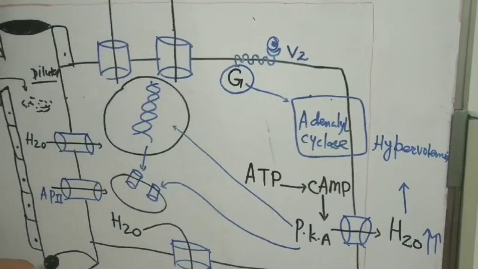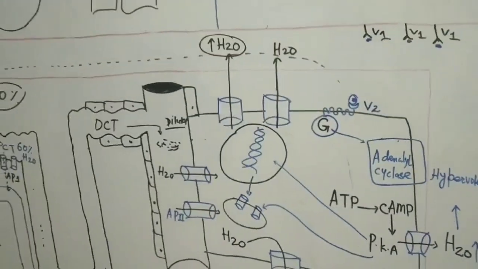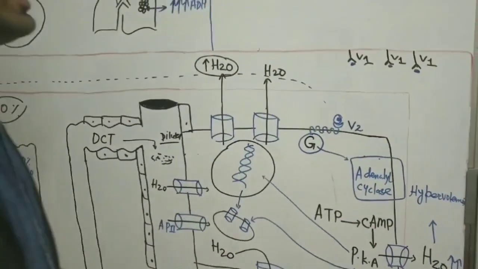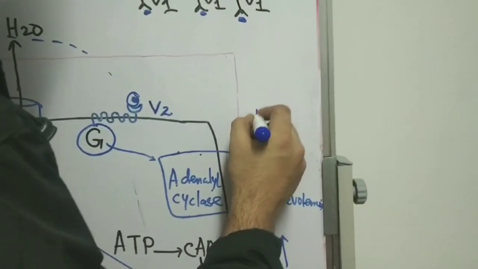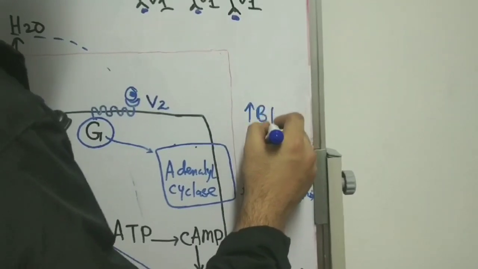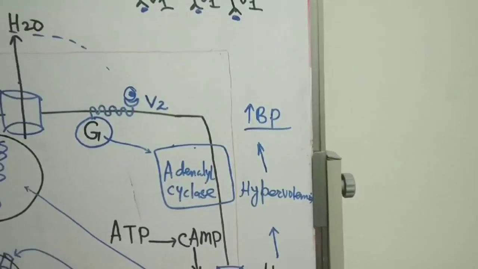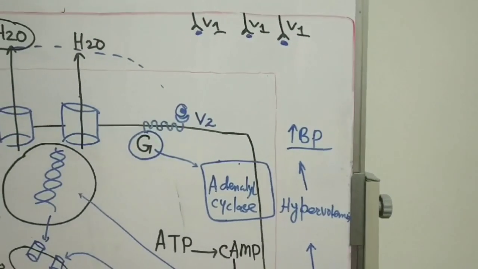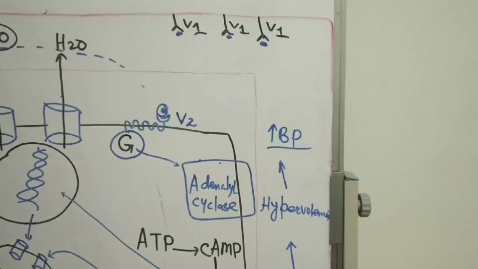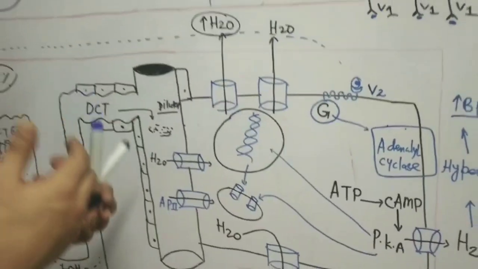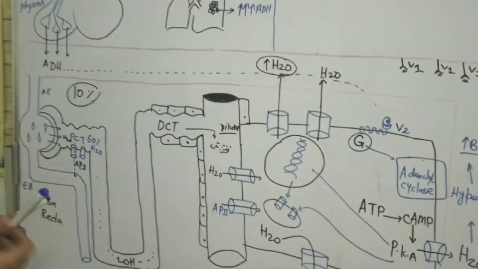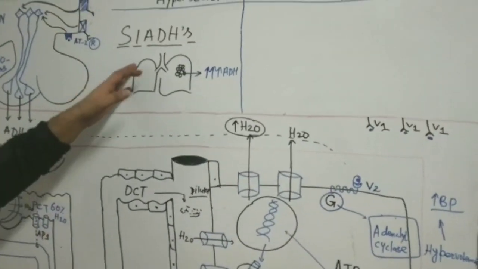Whenever there is hypervolemia, what will happen? There will be an increase in the blood pressure. Hypertension can occur, and other conditions can occur as well, like edema, and cerebral edema, which is a very dangerous condition. This was the hypersecretion.